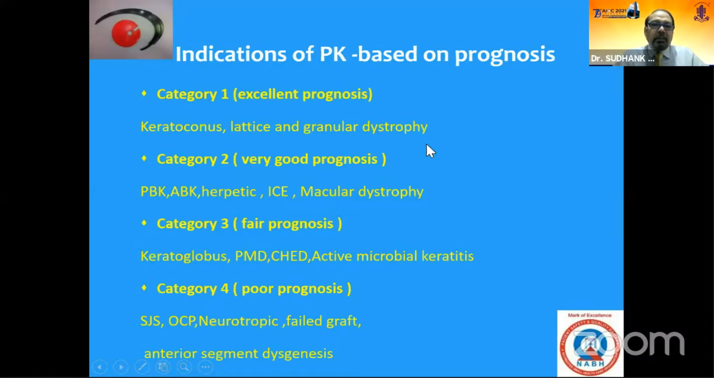For penetrating keratoplasty, there are indications where prognosis is excellent, like keratoconus or lattice and granular dystrophy. Where very good prognosis one can imagine is cases of PBK or ABK, herpetic or iridocorneal endothelial syndrome, macular dystrophy of the cornea. Category 3, where prognosis is good or fair, is keratoglobus, pellucid marginal degeneration, congenital hereditary endothelial dystrophies of the cornea, and active microbial keratitis. And very poor prognosis in cases of neurotropic keratitis, failed graft, anterior segment dysgenesis, and ocular cicatricial pemphigoid or Stevens-Johnson syndrome. So there the results are not so fantastic.